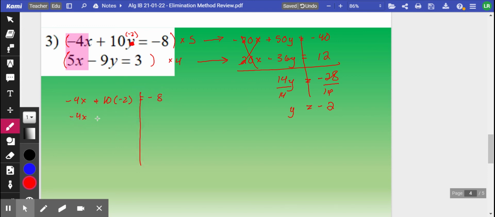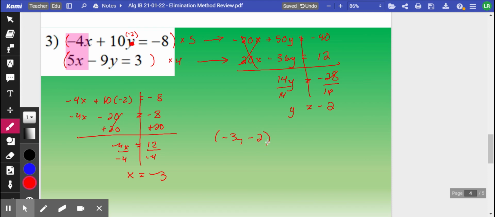Okay, multiply, I get negative 20. I have my two-step equation. So add 20 to both sides. I get negative 4x equals 12. Finish him. Divide by negative 4. And x equals negative 3. X, y.